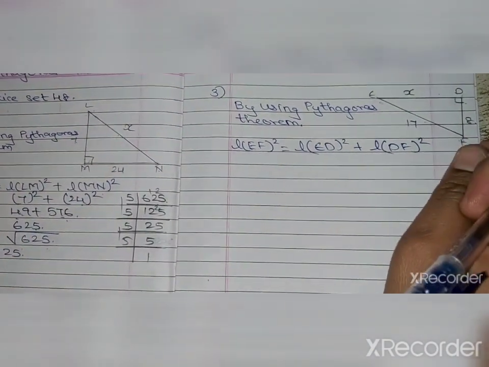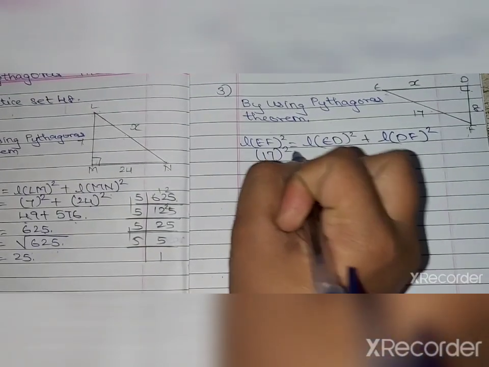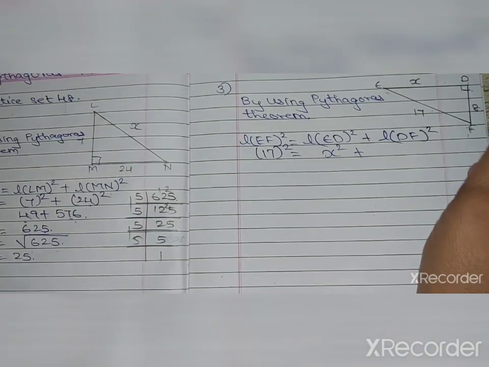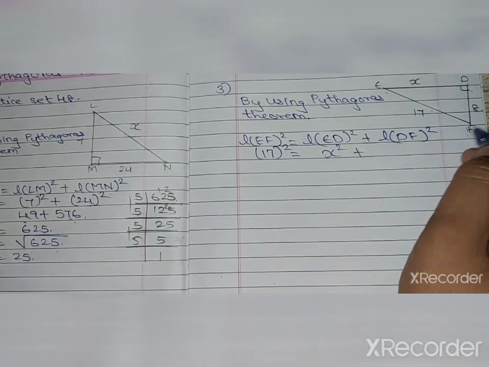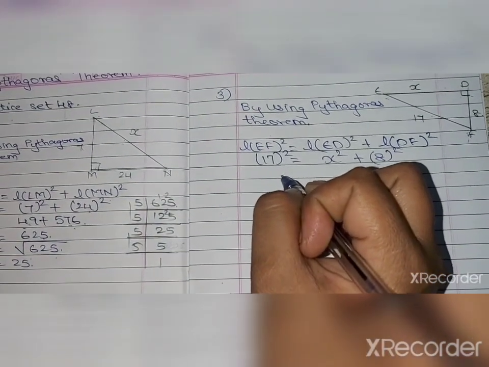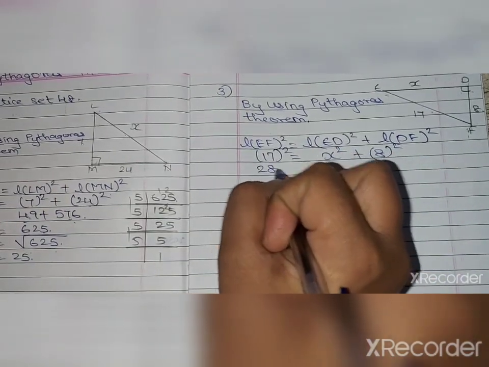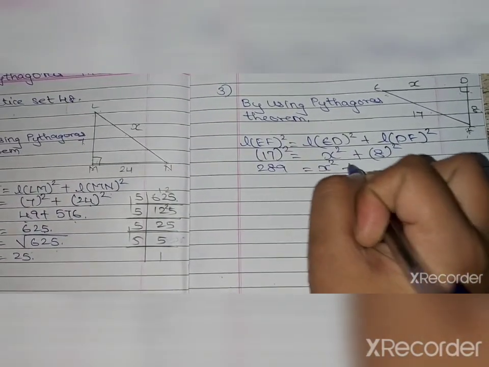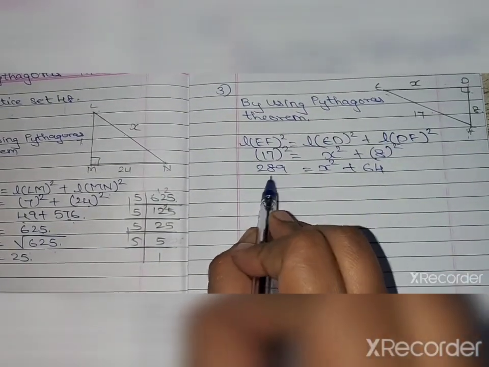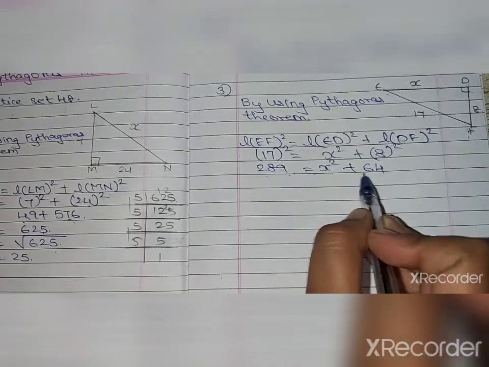Now how much is EF? 17 square. 17 square equal to DE is how much? X. We don't know, this only we have to find. DF is 8 square. 17 square is how much? 17 multiplied by 17 will give you 289. 289 equal to X square plus 8 8s are 64. So 289 equal to X square plus 64.